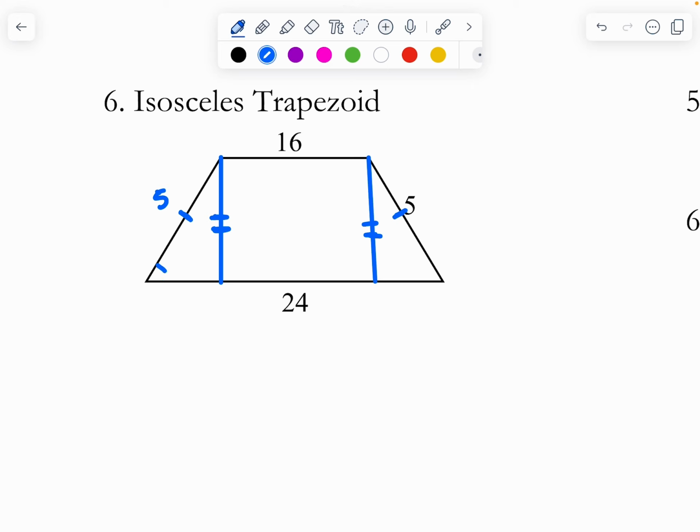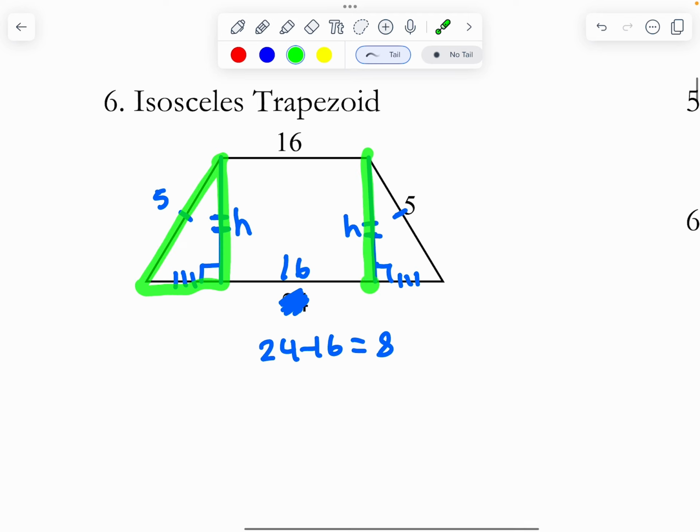these are the same heights. We don't know what the height is. This is h. This is h. They have the same hypotenuse, and they're both right angles. And because we're cutting off 16 from here, this is now 16 in here. We have 8 between these two sides, because if we do 24 minus 16, we end up getting 8. And because these two triangles are congruent, because it's an isosceles trapezoid, they're exactly the same, they're symmetrical, right?